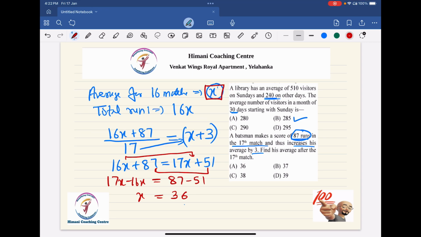Okay, which is 36. So after the 17th match, the average has become x plus 3. So 36 plus 3 is option number D.